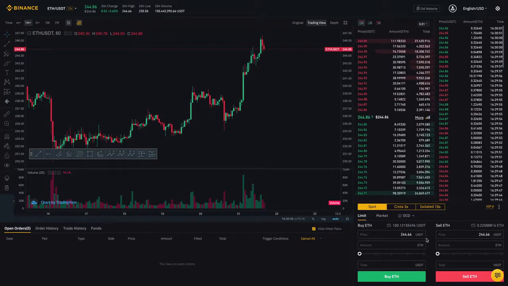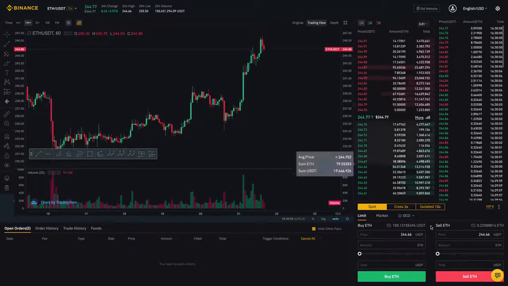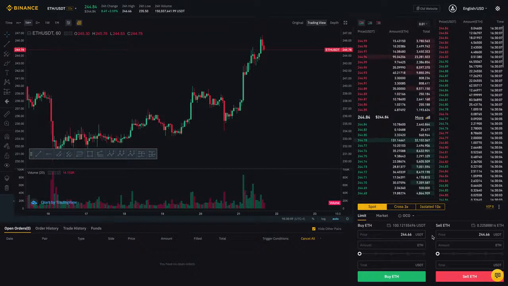All right. So anyways, that's pretty much Binance's trading interface, and I hope that I was able to help you out.